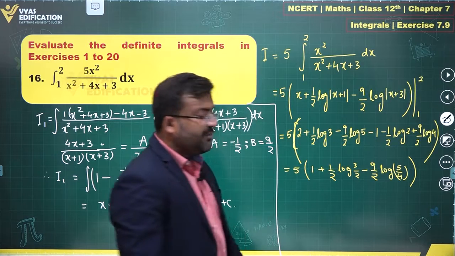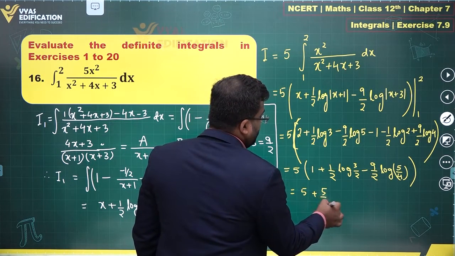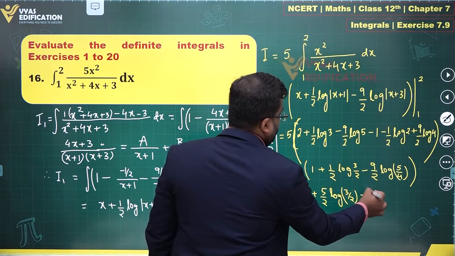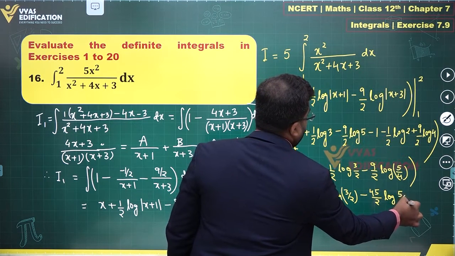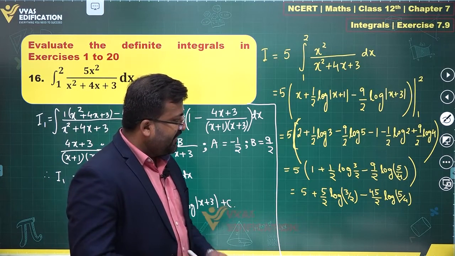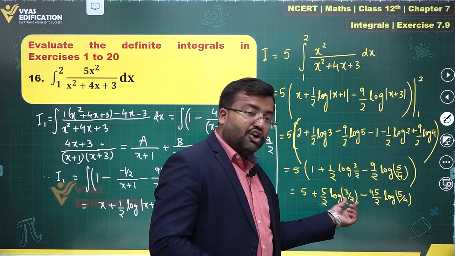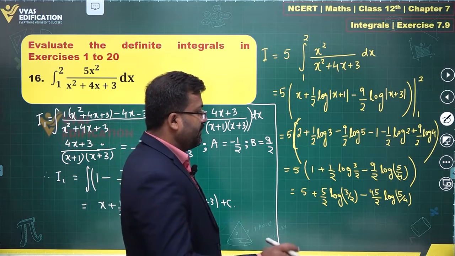This is what you get. You can multiply with the 5 throughout. This will become 5 plus 5 by 2 log 3 by 2 minus 45 by 2 log 5 by 4. This is what you get. At max, what we can do is simplify it a bit further by taking the term having log 2 from here and the term having log 4 from here and merging them together. At max, that's what we can do.